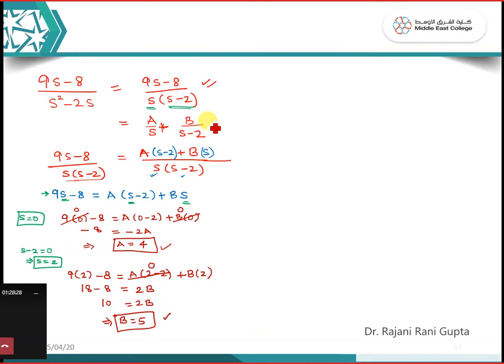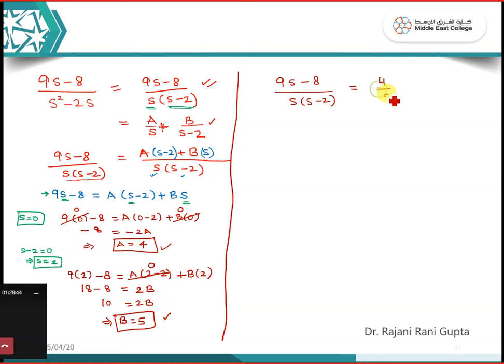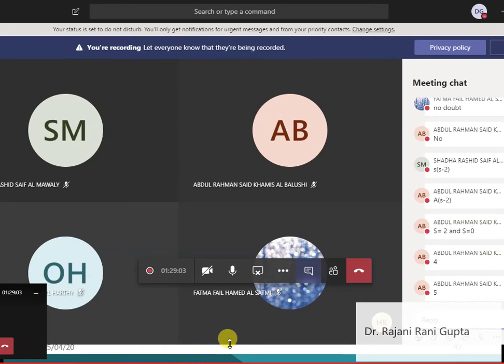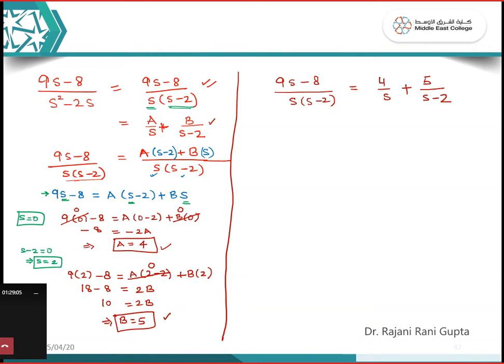We substitute at the very first place where we introduced a and b. So now we get 9s minus 8 over s times s minus 2 as a, which is 4 divided by s, plus b, which is 5 divided by s minus 2. See, just one thing, be careful how you write 5 and s. Sometimes when we write in a hurry, 5 and s look similar. So don't get confused. Okay, got the answers as well. Good.